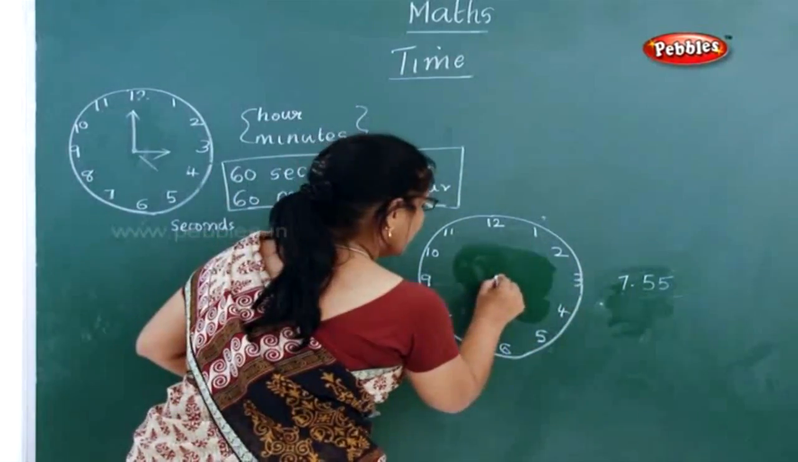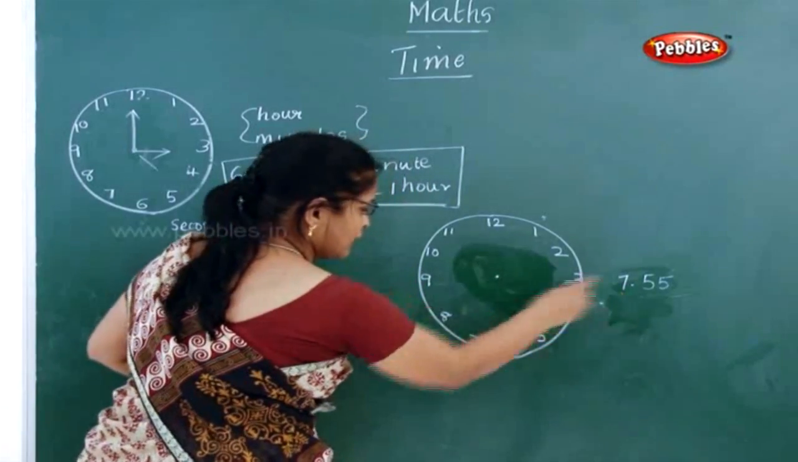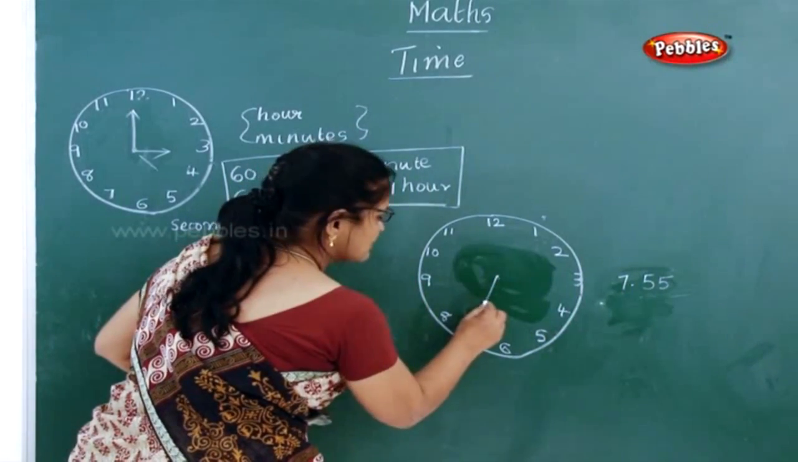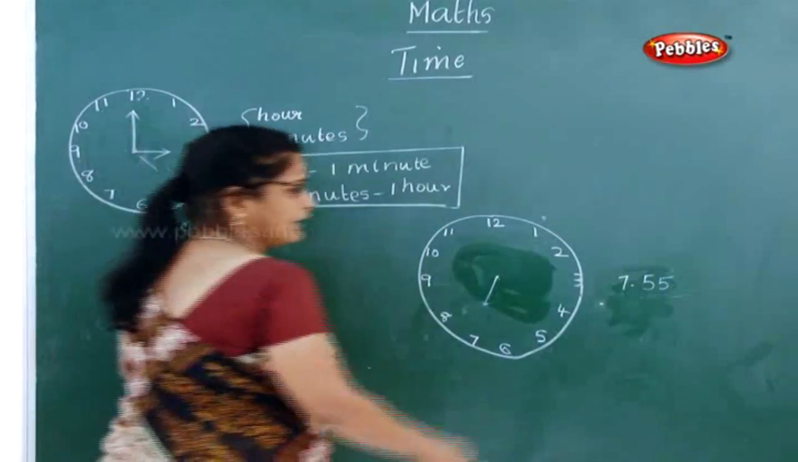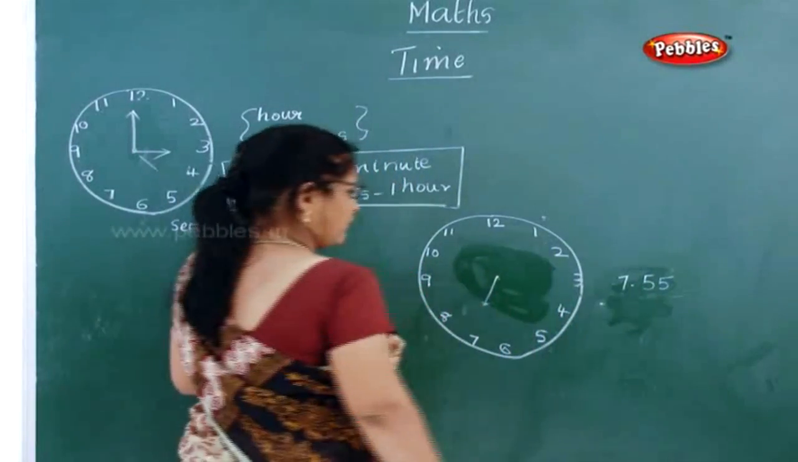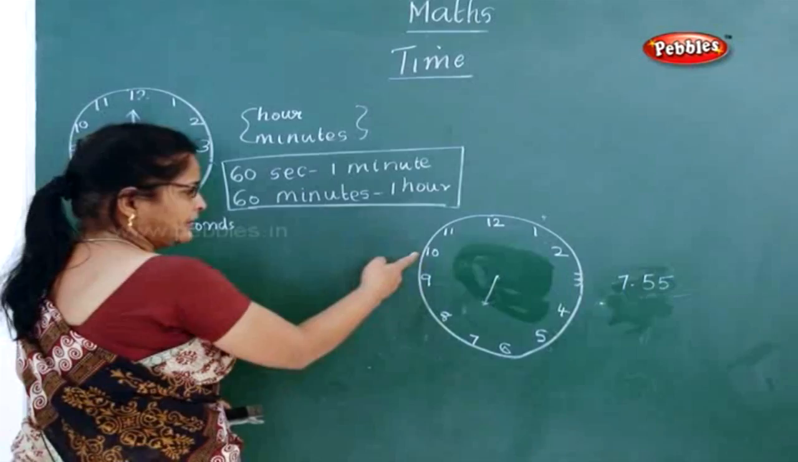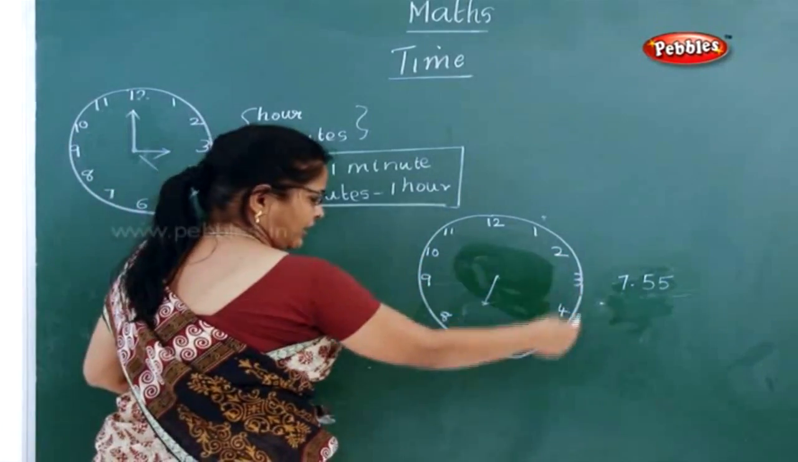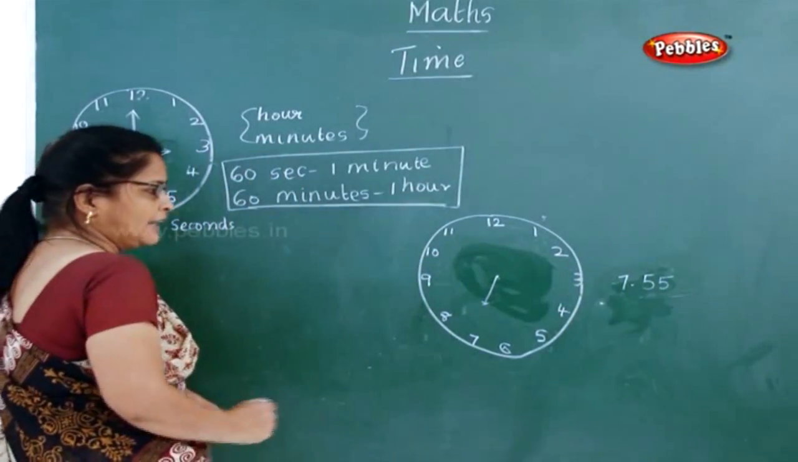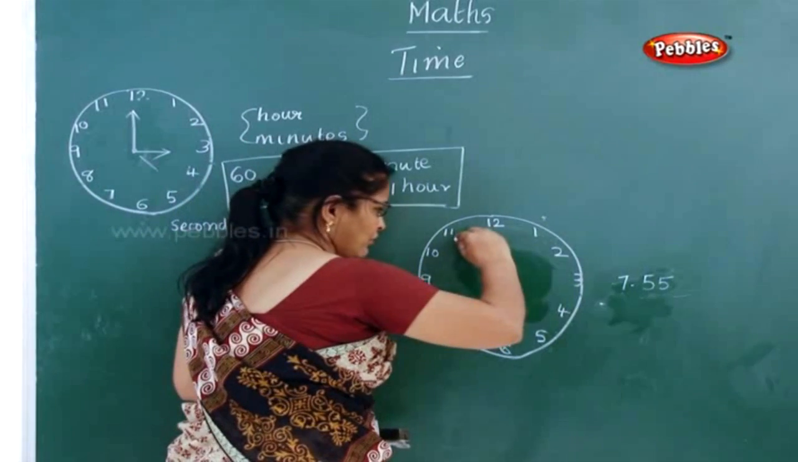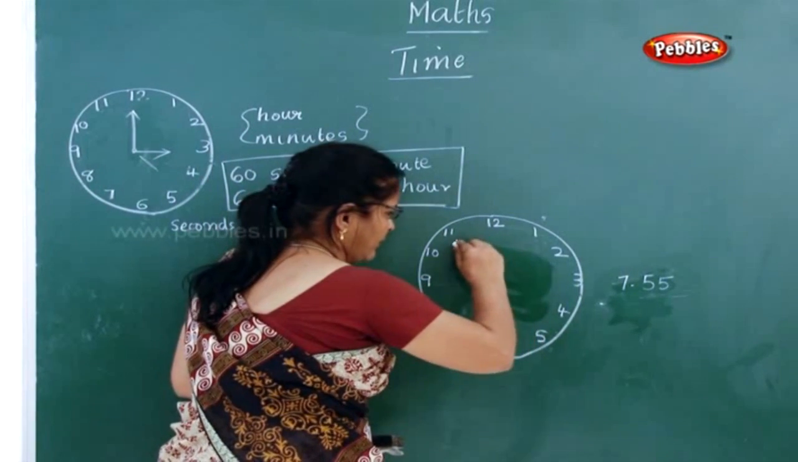Now the small hand should be at 7. Is it clear now? 7. Now the big hand, I told you it is minutes, 55. So now where does it stand? The big hand, at 10 or 11? I told you 5, 10, 15, like that it goes. Now where should the big hand point? Here. So it is 7:55.